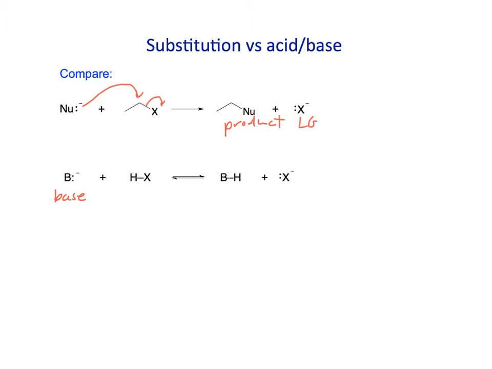If we look at an acid-base reaction, this time focusing on the base, we see that the base is using its non-bonding pair of electrons to form a bond with a hydrogen. That hydrogen or proton gives up its electrons to X to form the product, which is the conjugate acid plus the conjugate base. Groups that are good bases then tend to be good nucleophiles. It's not always true, but it's generally true.